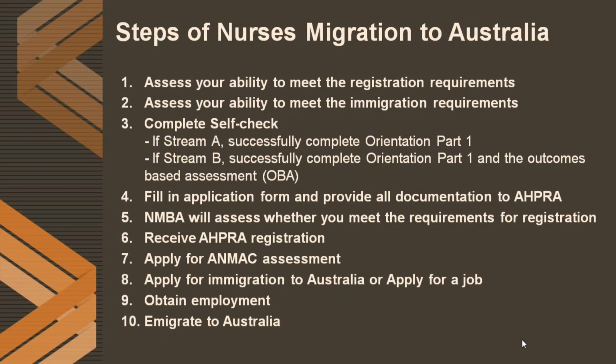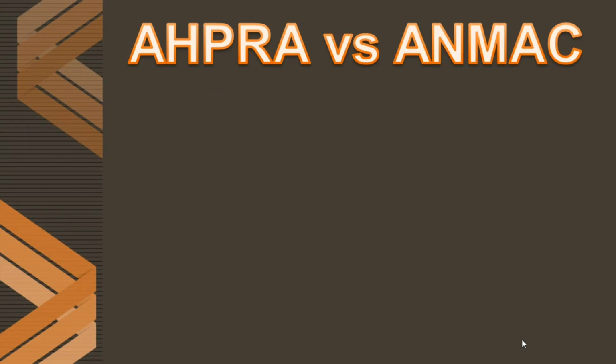So let's move on. There are many questions which may be in your mind while seeing these steps. I will address the majority of those questions now. First of all, what is AHPRA and what is ANMAC? Let's see what AHPRA is. AHPRA is the Australian Health Practitioner Regulation Agency, which oversees the functions of NMBA, the Nursing and Midwifery Board of Australia. So NMBA comes under AHPRA.